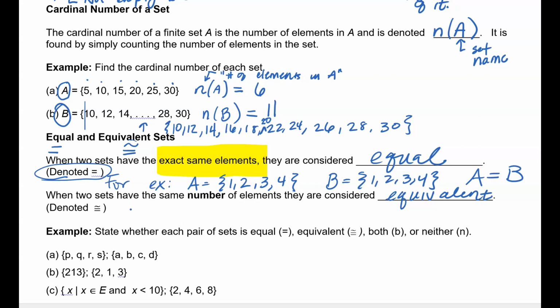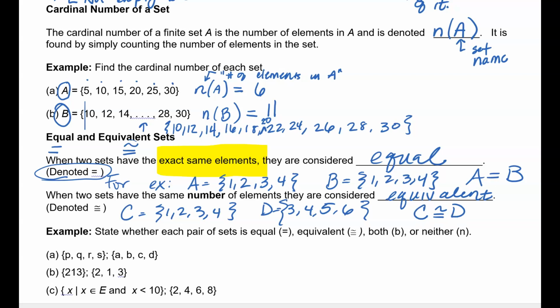So let's do an example for equivalent. Let's say set C is 1, 2, 3, and 4. And let's say set D is 3, 4, 5, and 6. They don't have the exact same elements, so they do have some in common, like 3 and 4, but they're not the exact same. But they both have 4 elements, so we can say that C is equivalent to D.